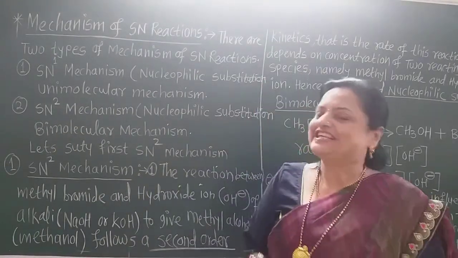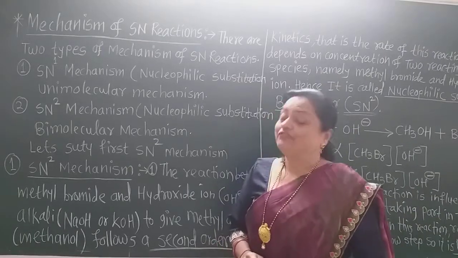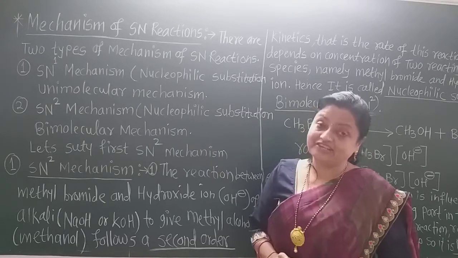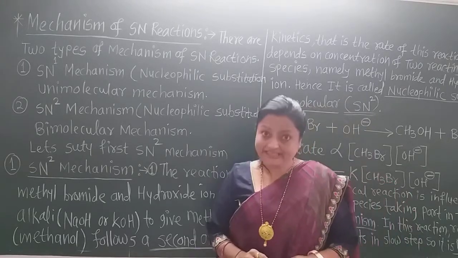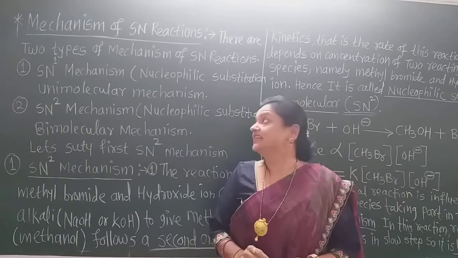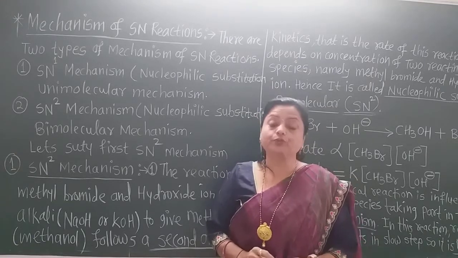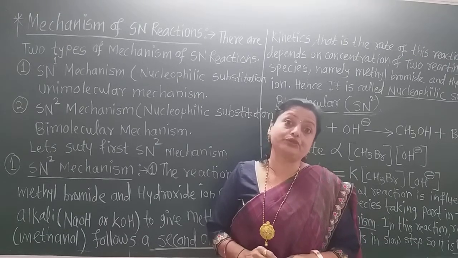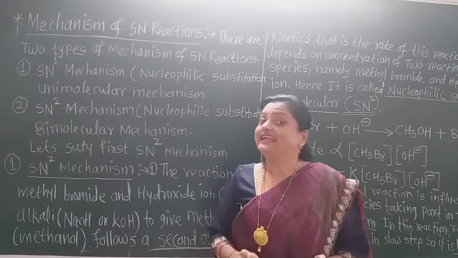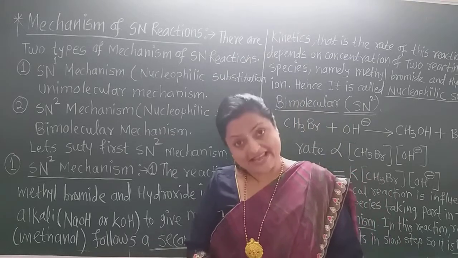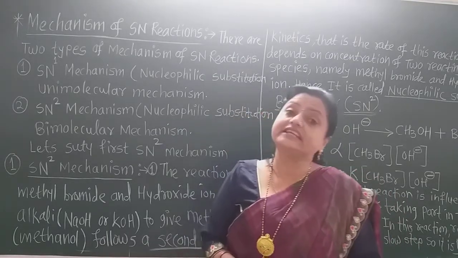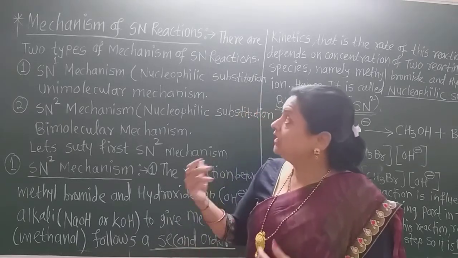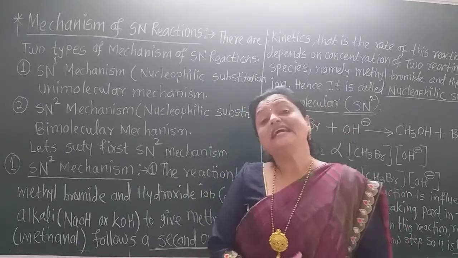The 12th Science Chemistry class. We are going to learn the mechanism of SN reactions in this chapter number 10 of 12th Science, that is the halogen derivatives. Now in the last lecture we learned about the nucleophilic substitution reactions. There are 8 nucleophilic substitution reactions in that chart that are given. They are general reactions, and after that we have to learn the mechanism of these SN reactions.